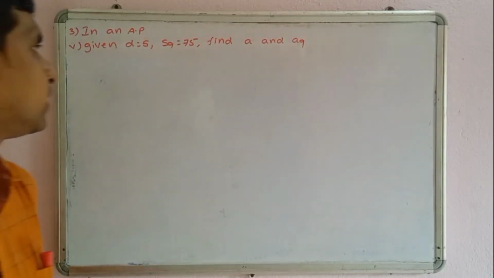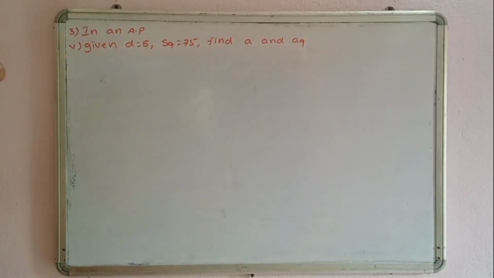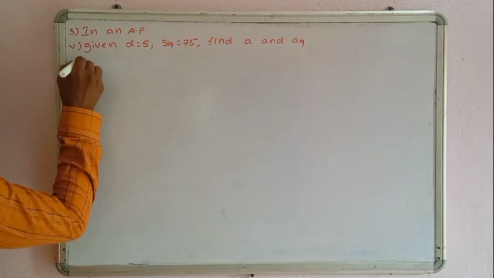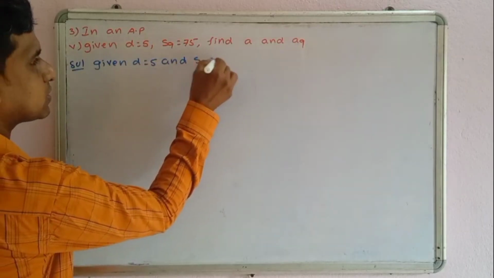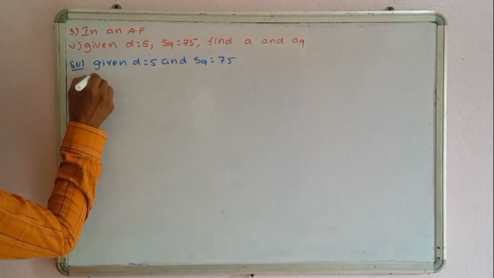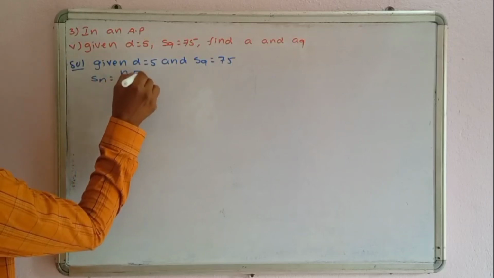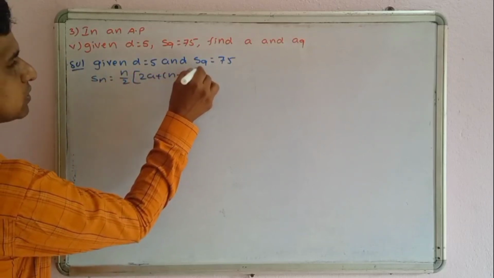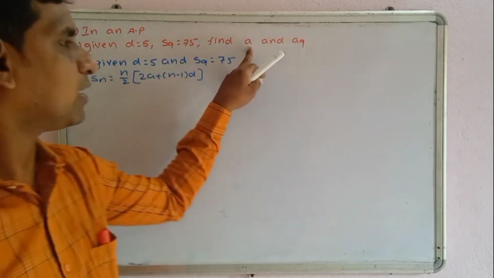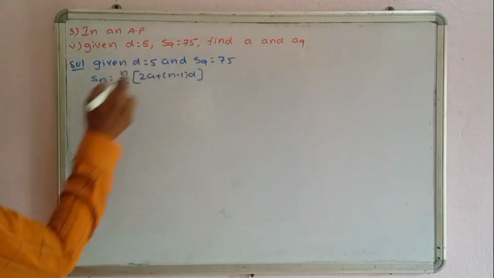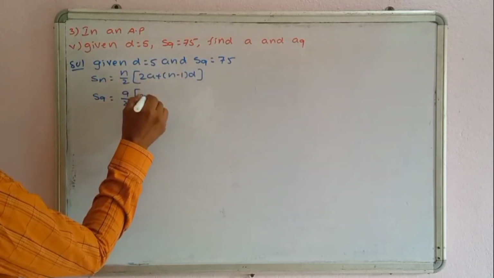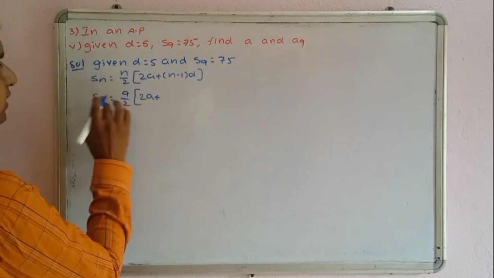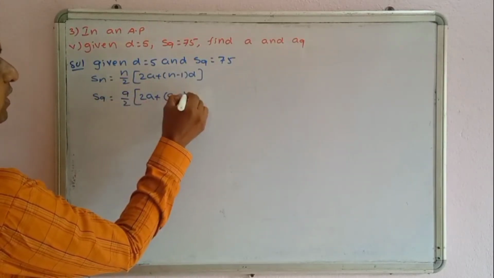Problem 5. Given d equals to 5, s9 equals to 75. Find a and a9. Okay, see the solution. Given d equals to 5 and s9 equals to 75. Okay. What is the Sn formula? Sn formula is n by 2 into 2a plus n minus 1 into d. Okay, so here now we will find the value of a and a9. Since s9 equals to how much? s9 equals to 9 by 2 into 2a, I don't know the value of a, 2a plus n minus 1. n is 9, n minus 1, 9 minus 1 into d value.